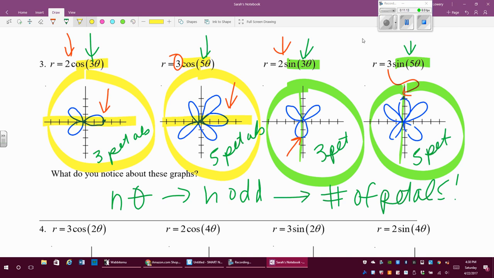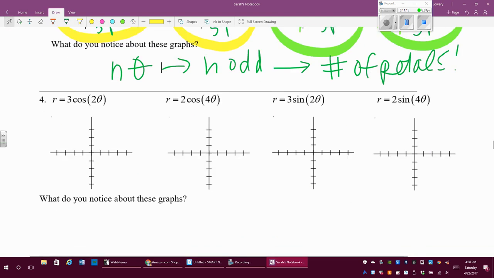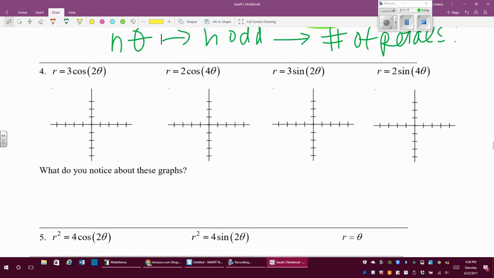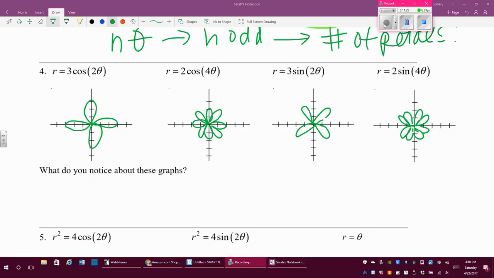Okay? So what I want you to do now is I have 4 more. These all have even numbers of theta. You're going to get them into your calculator and make a quick sketch. Okay, so fair warning on these ones, guys. My stylist did not do a great job of prepping these. I expect your sketches to be just a little bit better.